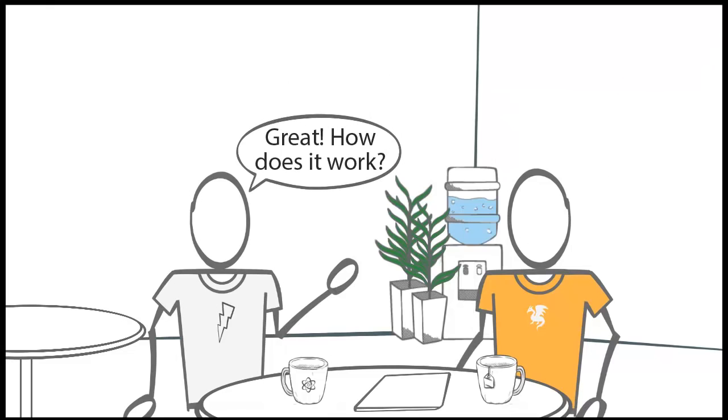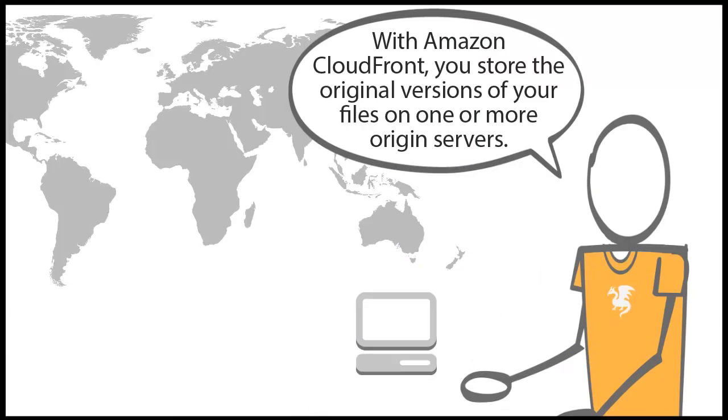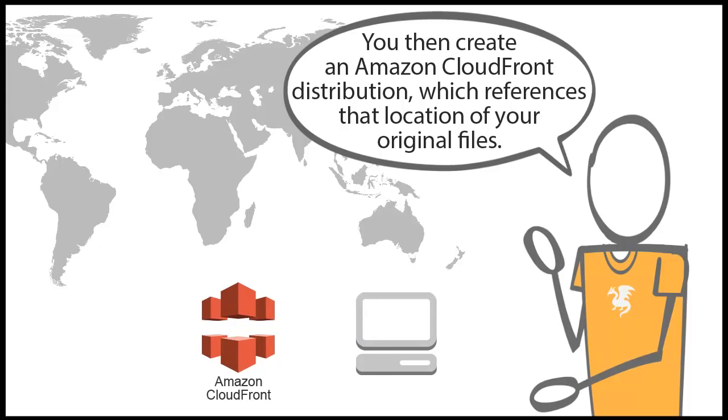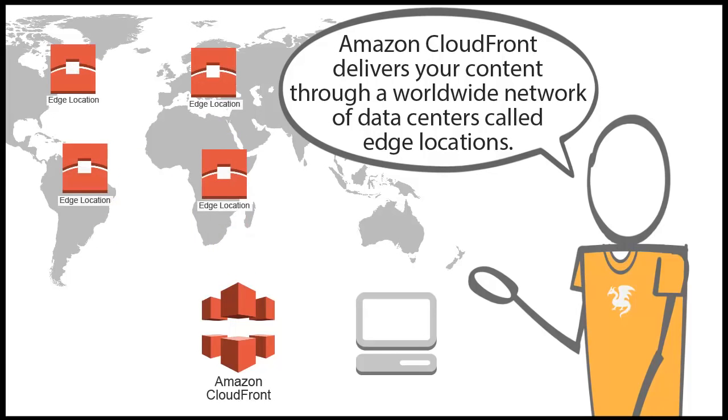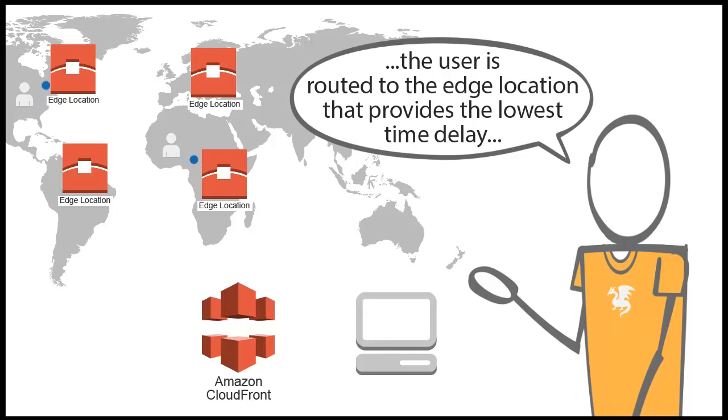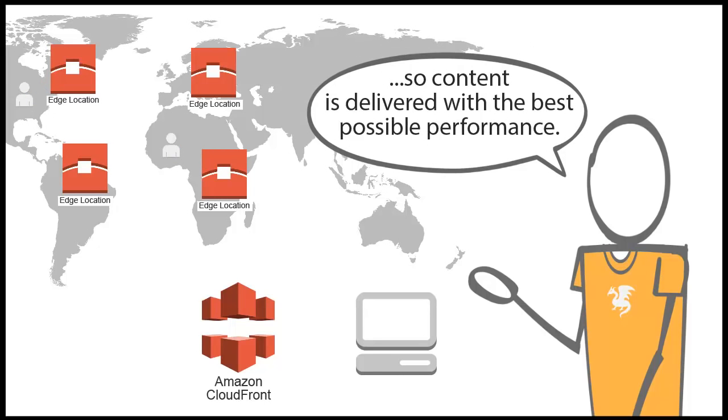Great! How does it work? With Amazon CloudFront, you store the original versions of your files on one or more origin servers. You then create an Amazon CloudFront distribution, which references that location of your original files. Amazon CloudFront delivers your content through a worldwide network of edge locations. When a user requests content that you're serving with Amazon CloudFront, the user is routed to the edge location that provides the lowest time delay, so content is delivered with the best possible performance.